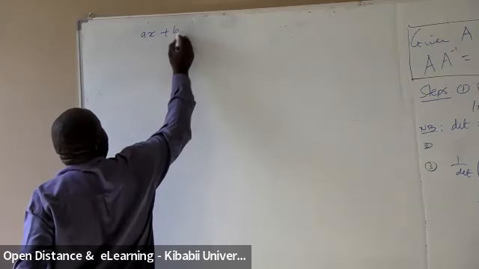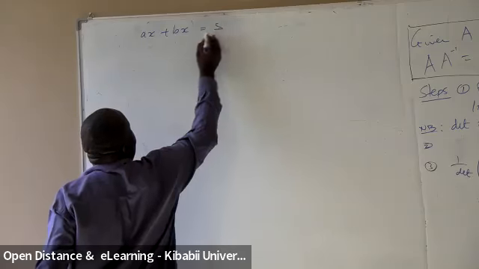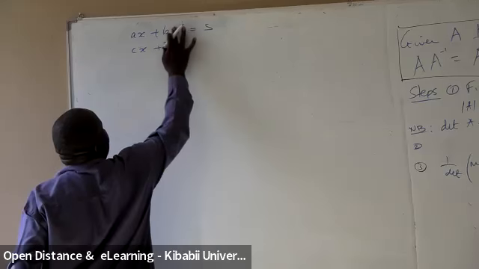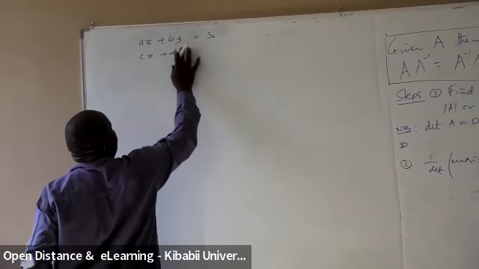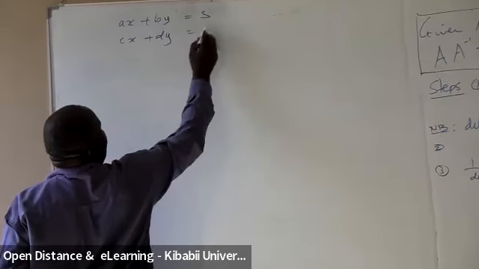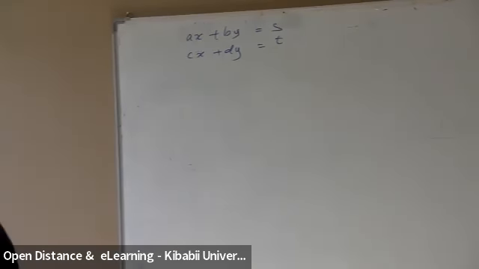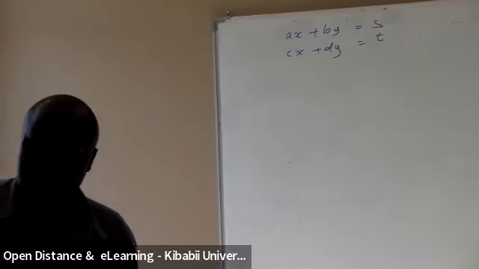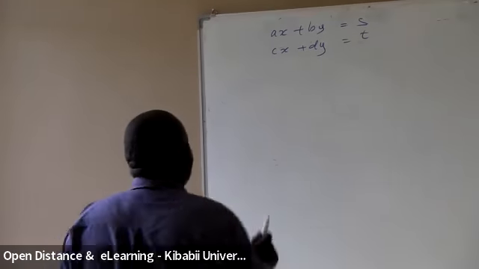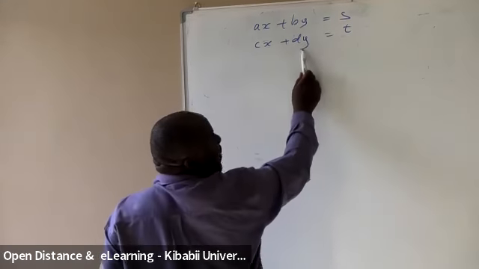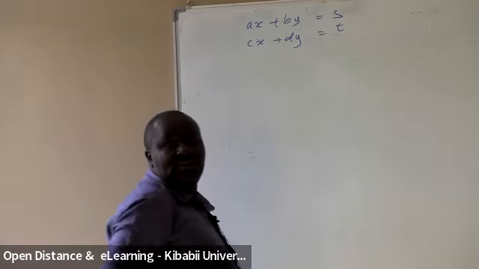Look at the equations. ax plus bx is equal to s. bx plus dx is y, sorry. This is equal to g. From this system of equations, we can generate 3 sets of matrices. Look at this. These are elements in x, these are elements in y, and these are constants.